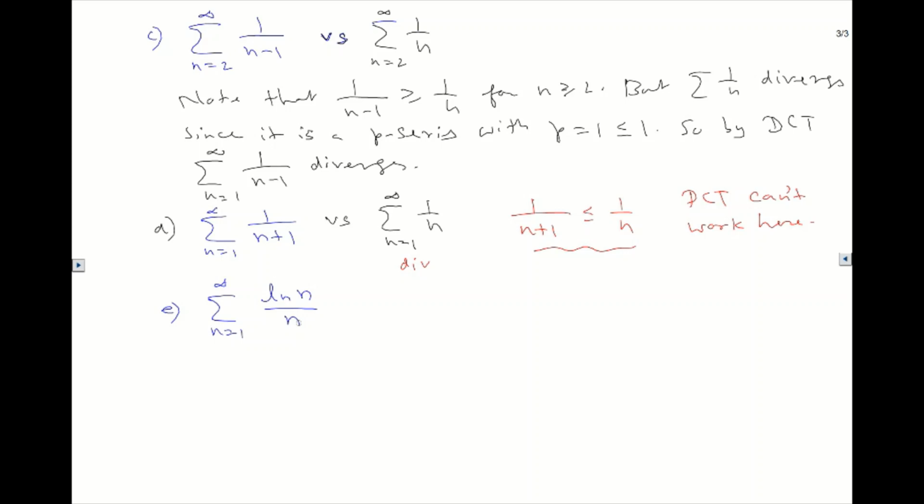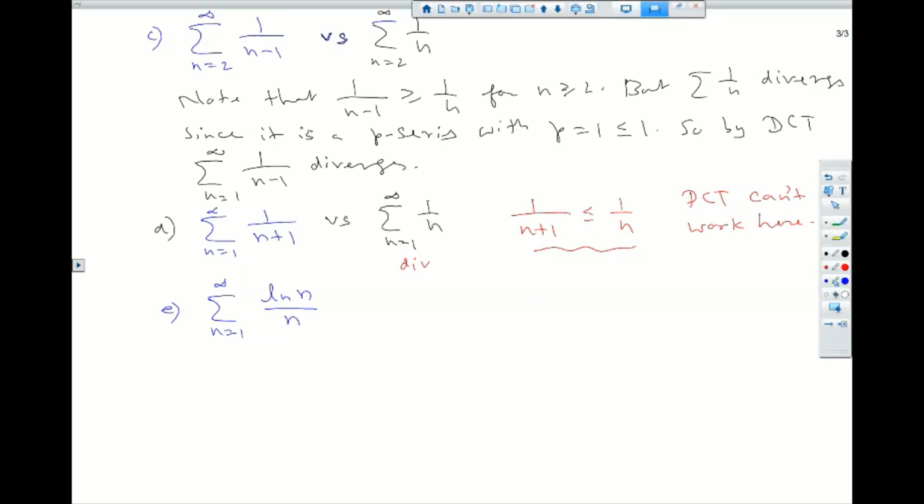So what we're going to do for this one: we have a log function, so that means we need to understand certain properties of the natural log. What do you know about the natural log? Let's look at the graph of the function. The natural log function behaves like this.